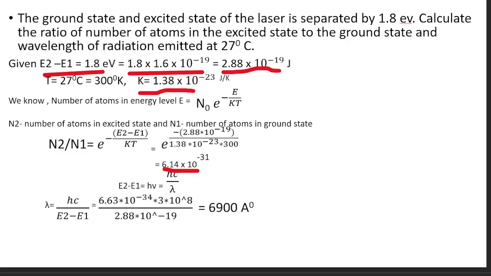Now we know that E equals h nu, or E equals hc upon lambda. We are interested in lambda, so I will rearrange this formula as lambda equals hc upon E2 minus E1. Putting in the values of h, c and E2 minus E1, I will get lambda, which is 6900 angstrom. So this is all about the lasers.